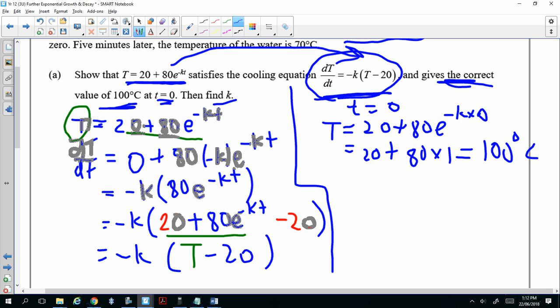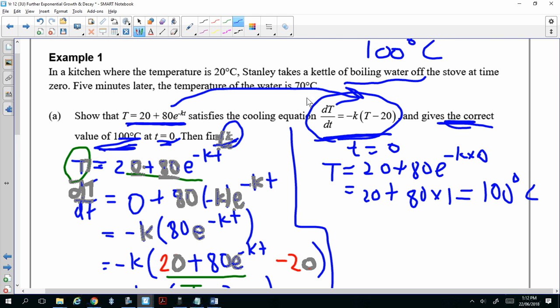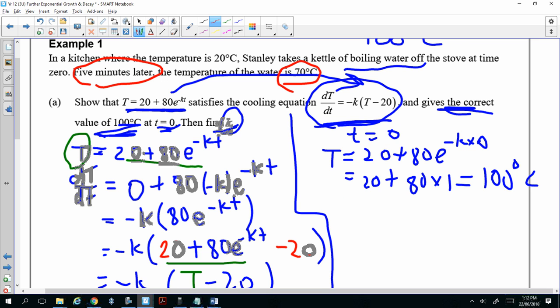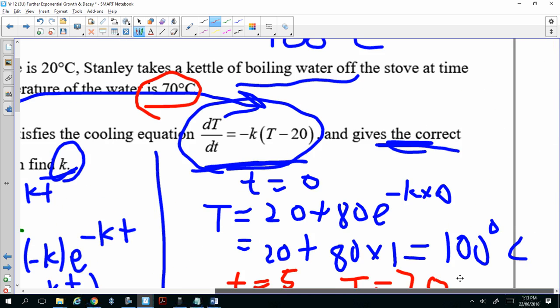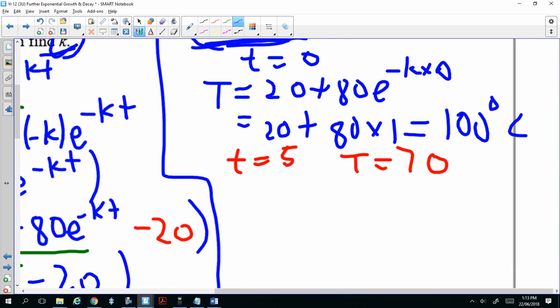And also you have to find k. So we're going to work out what k is. Now k is that 5 minutes later, the temperature is 70 degrees. So when t equal to 5, the temperature becomes 70. And we have to solve for k. Okay, so let's do that. So we'll go 70 equal to 20 plus 80 e to the power of negative k times 5. Okay, and then we're going to solve for k.